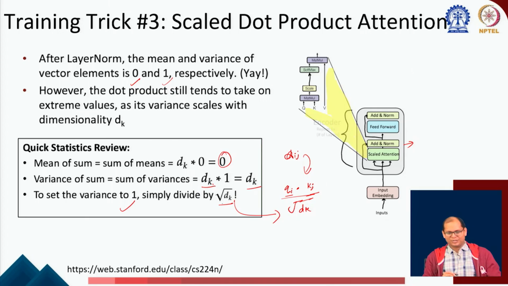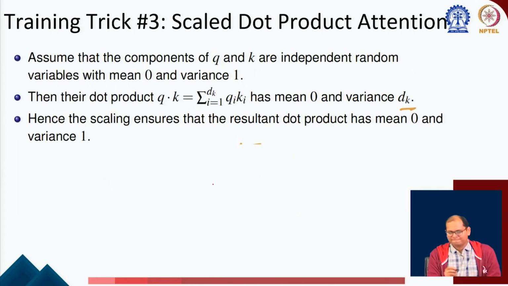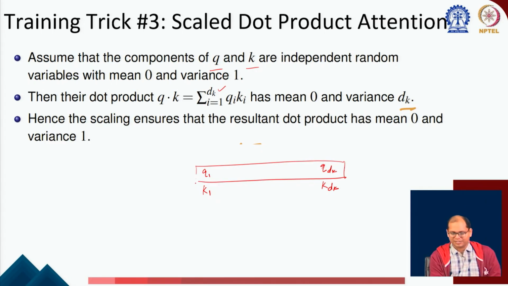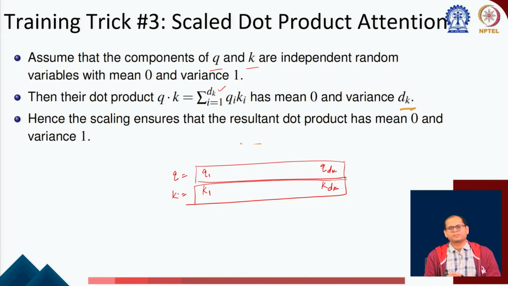Let's do that quickly. Let's say we have two vectors, q and k, that you are multiplying. There are, let's say, dk different components, so you have q1 to q dk and k1 to k dk. It's the query vector and the key vector. It's not multiple queries and multiple keys; it's the same query and same key, because this is a dk dimension vector.